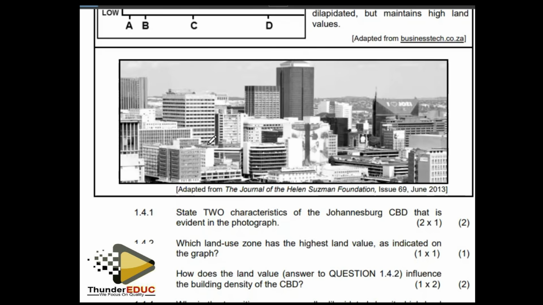Besides them being tall, they are close to each other. Therefore, the building density is high. Okay? The building density is high. Remember, don't forget the marker location. It's 2 times 1.